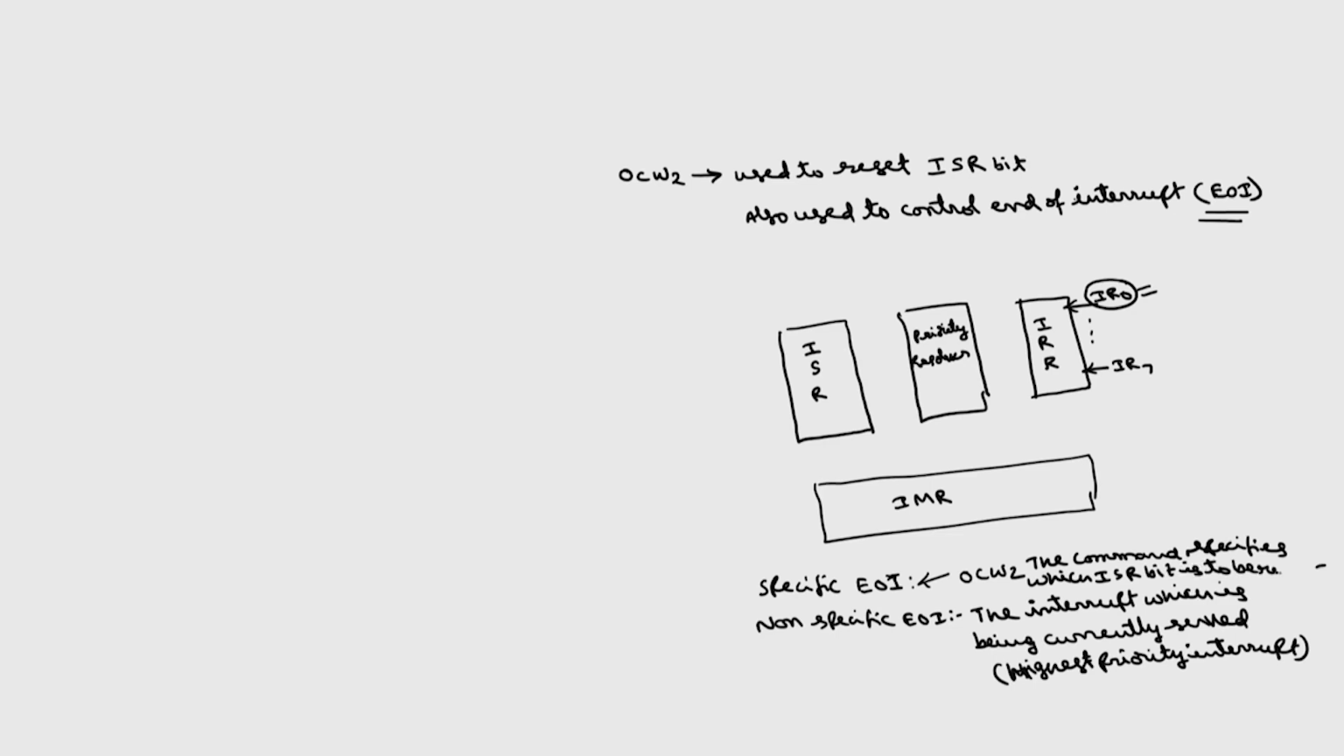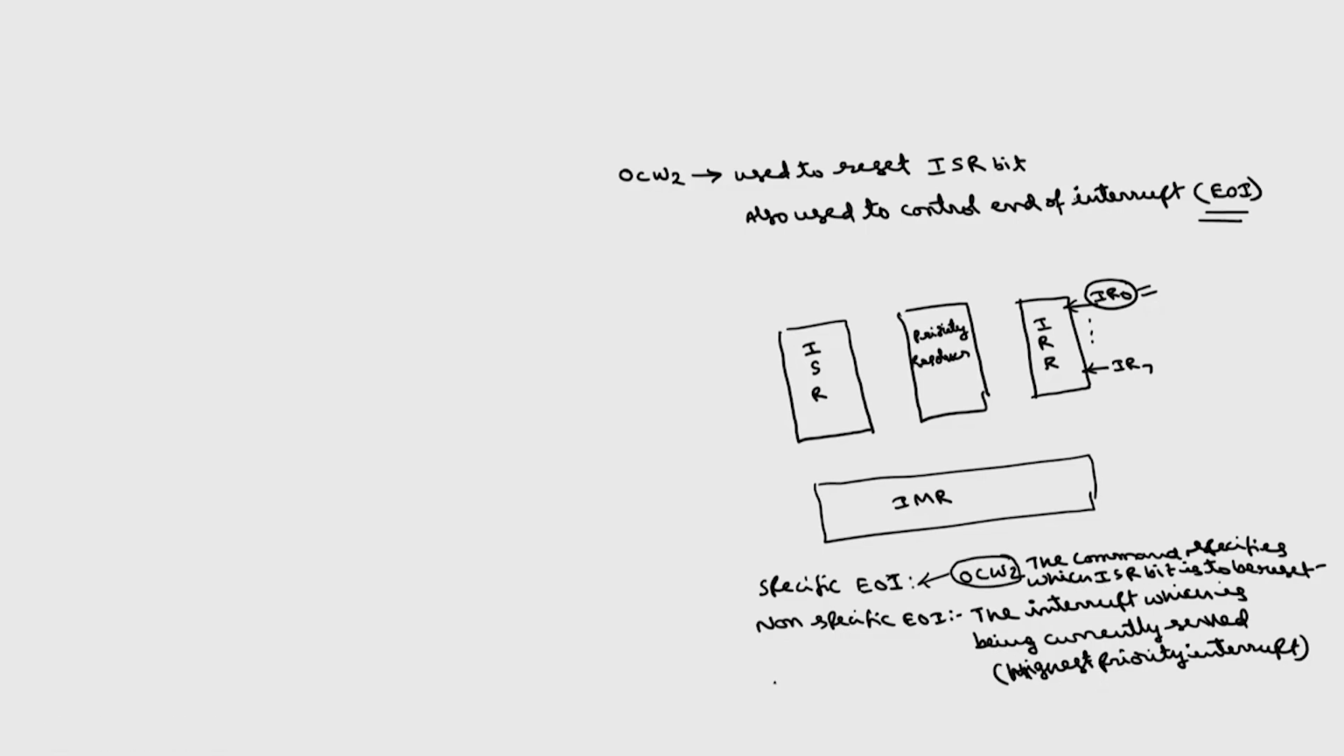So I think now the difference between specific EOI and non-specific EOI is clear. In case of non-specific EOI, by default the interrupt which is currently being processed will be reset. In case of specific EOI, we have to give through this OCW2 which bit is to be reset.